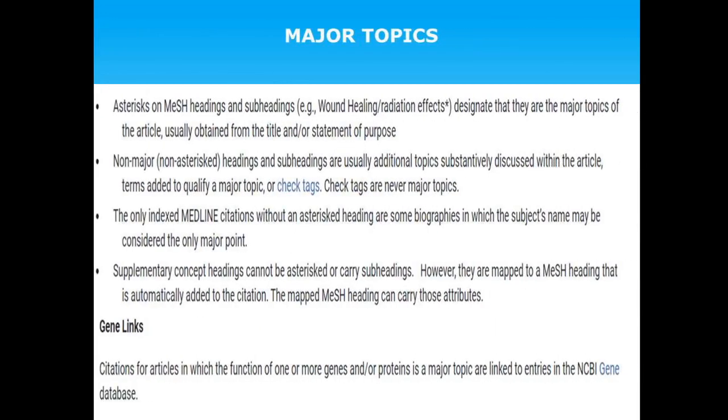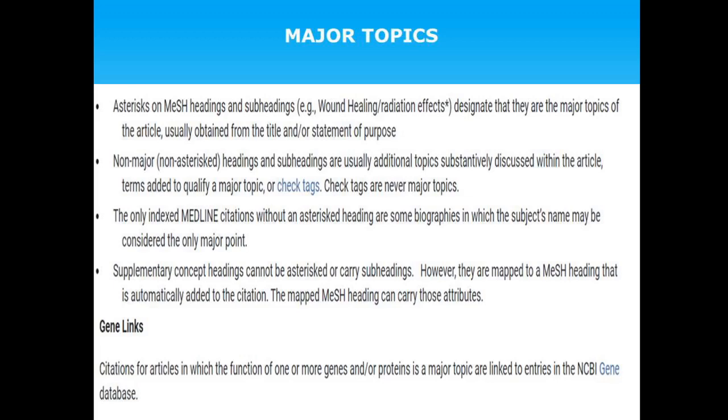Fine. Now we are going to see what is meant by major topic. That is an important point. IM will be the major topic, right? Asterisks. I have told you IM will be represented with asterisks. That is the major topic. Medical subject headings and subheadings designate the major topics of the articles. Let it be a heading or a subheading, they will be the major topics of the article. They are usually obtained from the title and the statement of purpose. So what do you mean by non-major topics? They are non-asterisked. You can identify based on the asterisk symbol adjacent to the topic, right? So in the example, wound healing, radiation effects, these are major topics.